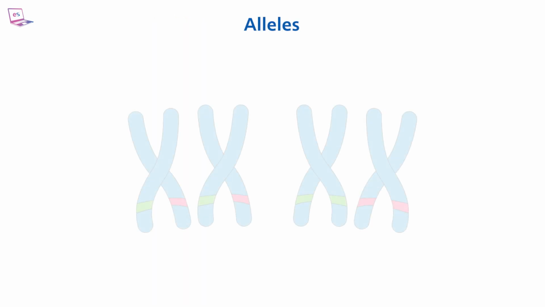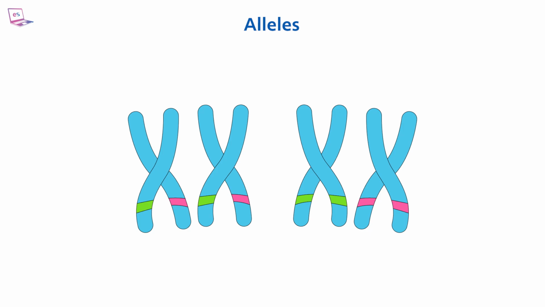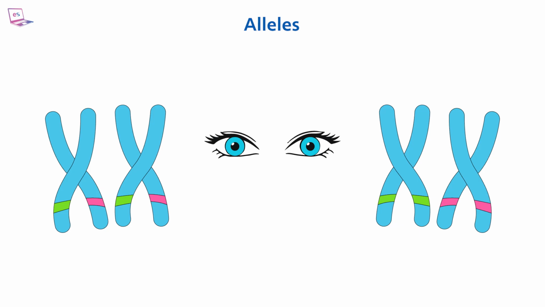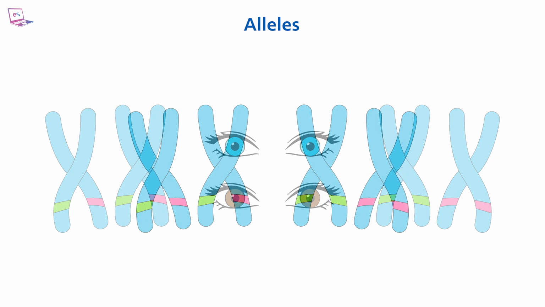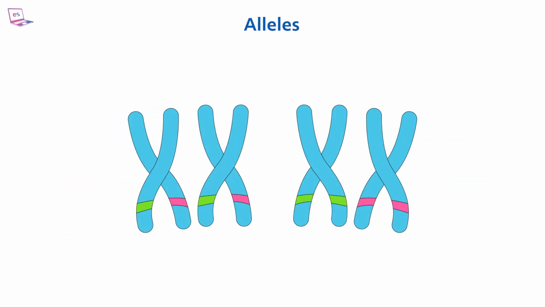Alleles. Alleles are different forms of genes. For instance, the gene responsible for eye color has an allele for blue eyes and another for brown eyes. Each living organism receives 2 alleles for every gene, 1 from each parent. An allele can be dominant or recessive.